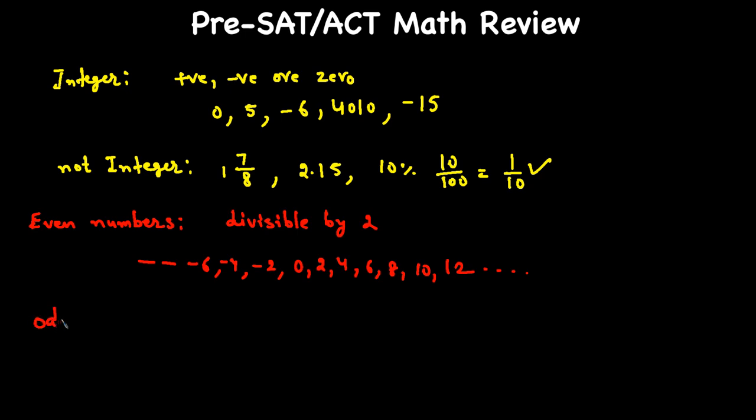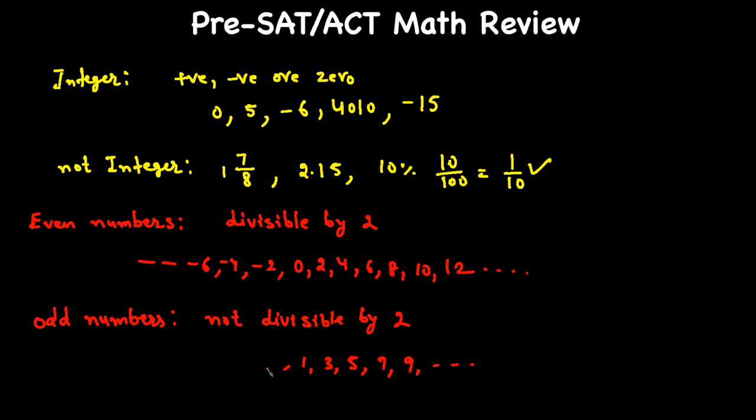And how about odd numbers? Odd numbers are integers that are not divisible by 2. Let me write all the odd numbers here. Let's say 1, 3, 5, 7, 9, and so on. And on this side, negative 1, negative 3, negative 5, negative 7, negative 9. So these are all the examples of odd numbers. Okay, so even numbers are divisible by 2, odd numbers are not divisible by 2. And let's move to the next topic.